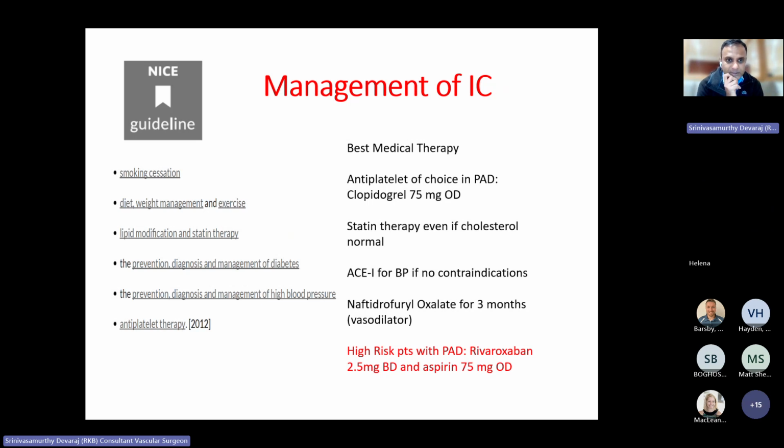So this is the NICE guidelines. I'm sure you're all familiar with the NICE guidelines on intermittent claudication. There's best medical therapy, so we'll talk about what best medical therapy means. The antiplatelet of choice is clopidogrel, 75 milligrams once daily, not aspirin. So if patients are on aspirin and they have a proven diagnosis of peripheral arterial disease or intermittent claudication pain, then we would recommend changing the antiplatelet medication to clopidogrel, 75 milligrams once daily.